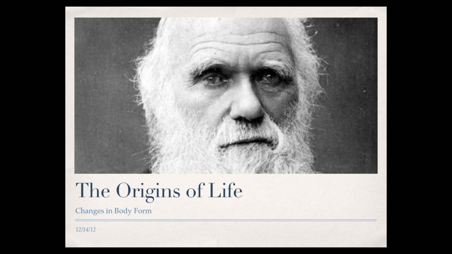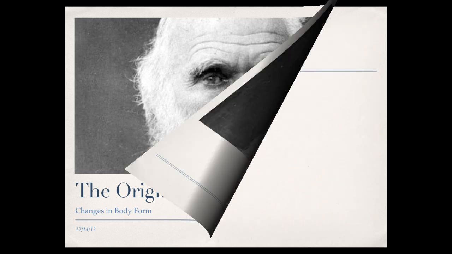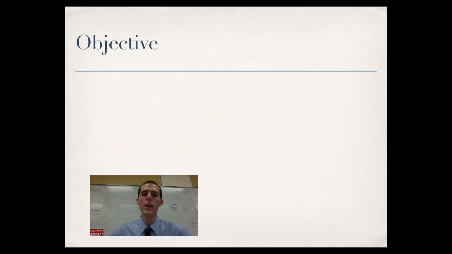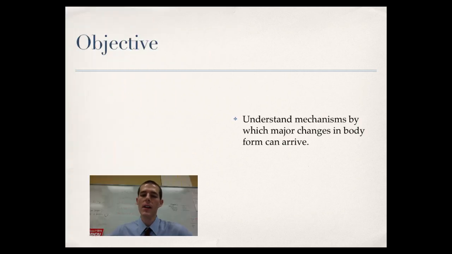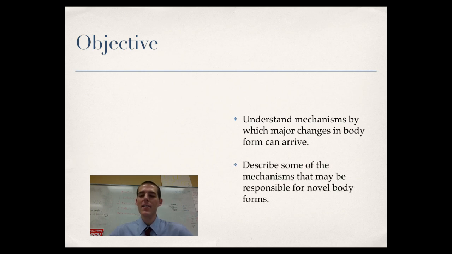The topic for the day is changes in body form. So how did we actually get different body forms throughout evolutionary history? Here are your objectives for the day. By the end of this video, you should be able to understand mechanisms by which major changes in body form can arise. Second, describe some of the mechanisms that may be responsible for novel body forms. So that's what it's all about today.